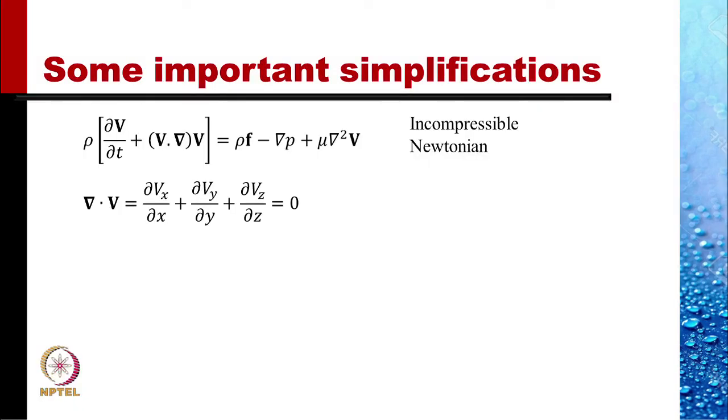But before that, we state some important simplifications that help us solve this equation. This system of 4 equations, the vector equations for momentum plus the continuity equation, is a formidable system. Second order nonlinear equations, all coupled. It's not easy to solve. So we look for simplifications wherever possible.